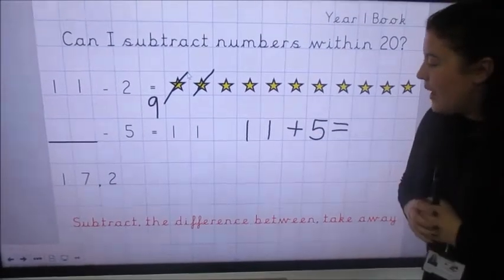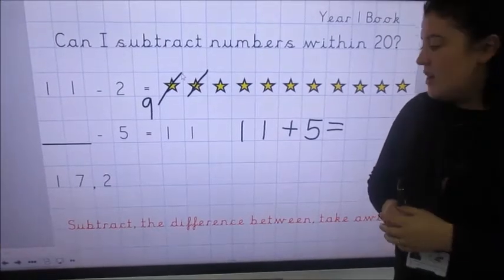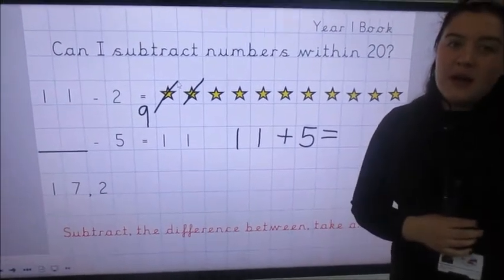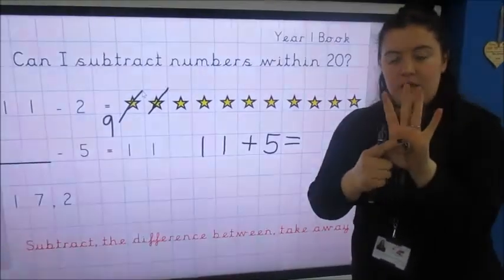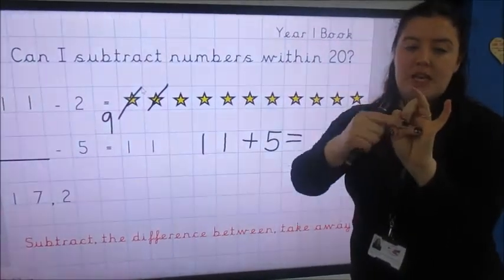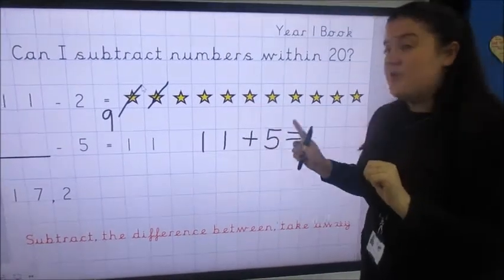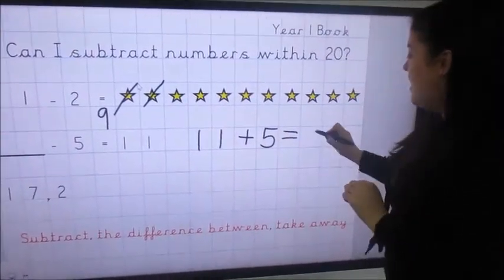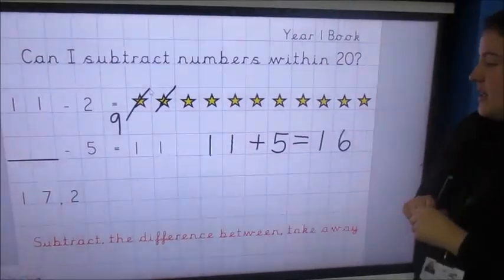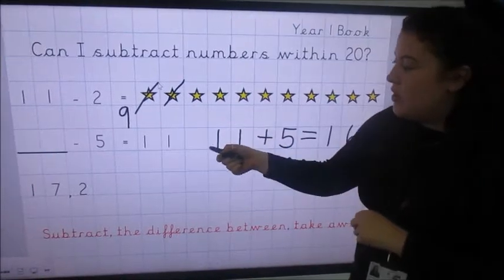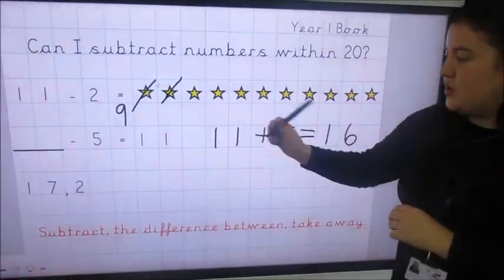So, thinking about how we can find the answer to this, I'm going to count forwards. So I'm going to put 11 in my head and I'm going to count 5 more. So 11, 12, 13, 14, 15, 16. So 11 add 5 equals 16. And I'm going to write it at the end where my answer is. So I have now done the inverse sum to this, and I've got this new sum here.